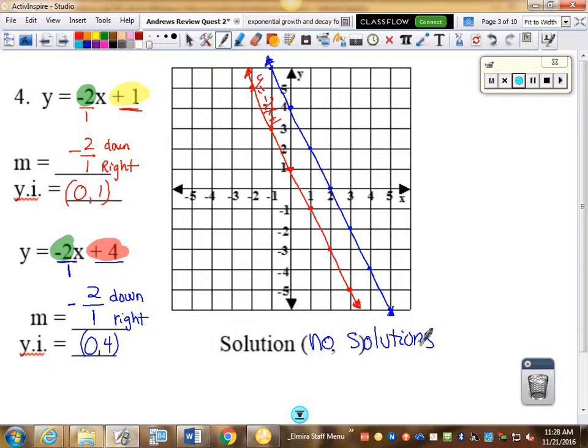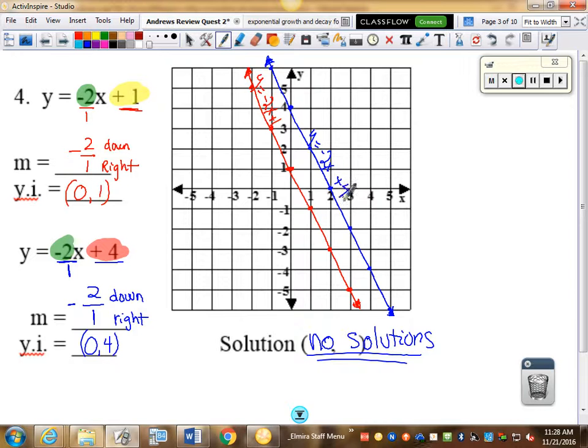I had a couple of students today tell me that the solution was 0. Now 0 is still a number, okay? And there's no crossing at 0, okay? So no solutions. That's what you write, okay? Label the line, y equals negative 2x plus 4.